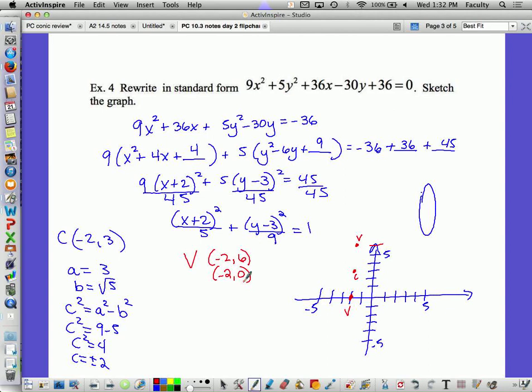Then we're going to move right and left b units. Again, you don't need a calculator. Radical 5 is just a teeny tiny bit more than 2. So here's a co-vertex and a co-vertex. The center was at -2, and you're doing plus or minus radical 5, comma 3.